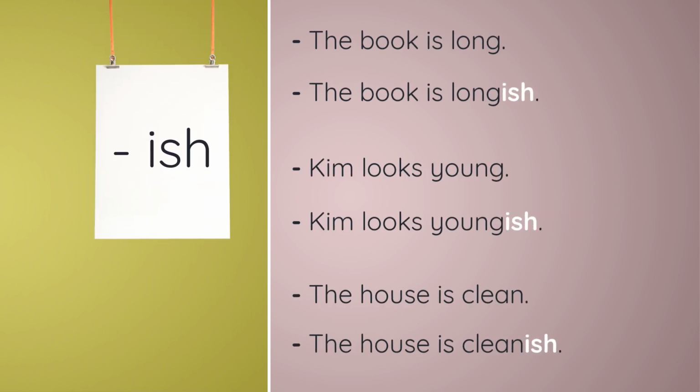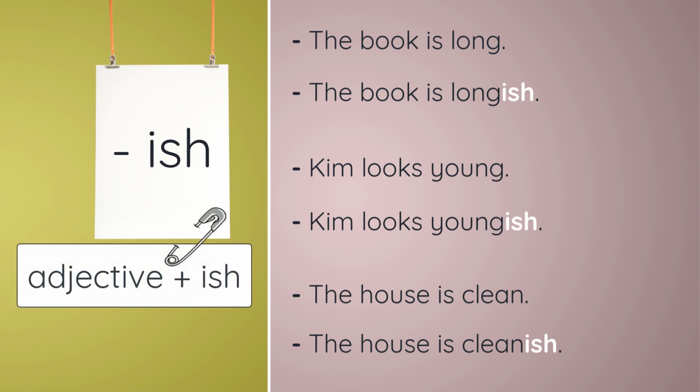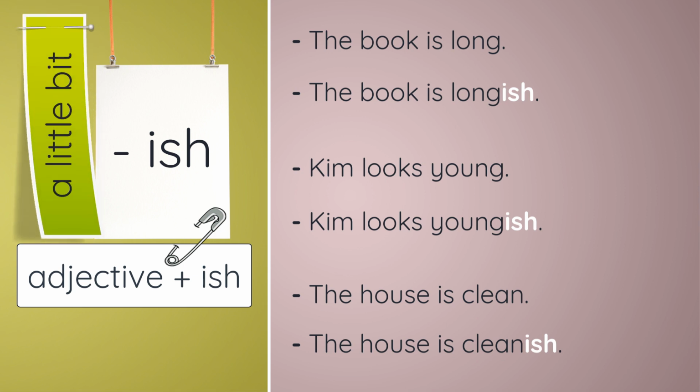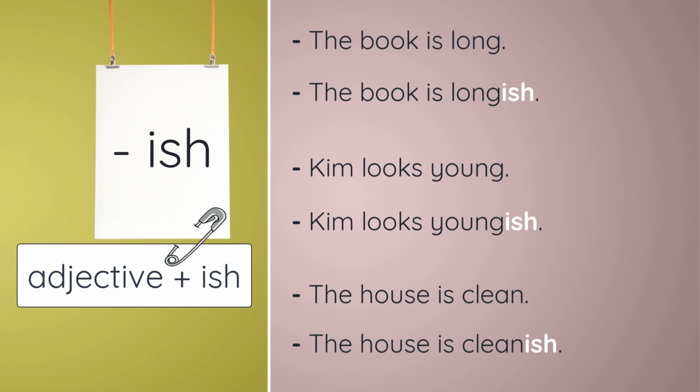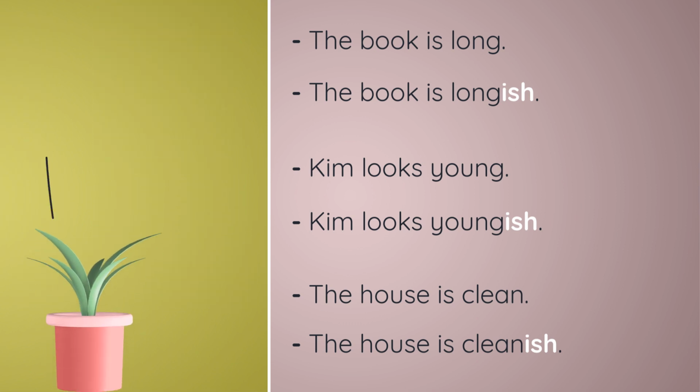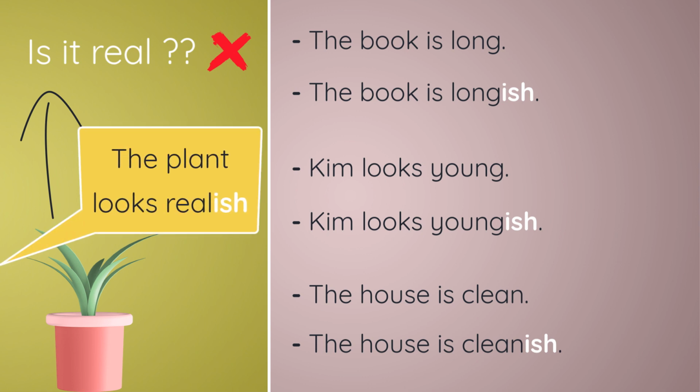Okay, so we just talked about ish, and we talked about how you can add ish to an adjective to change the meaning of the adjective and to make it mean a little bit, or somewhat, or kind of. Well, let's look at some more examples of this. I have here a plant. What do you think? Is it real? It's not real, it's plastic. But I might say, the plant looks realish, meaning it looks sort of real.